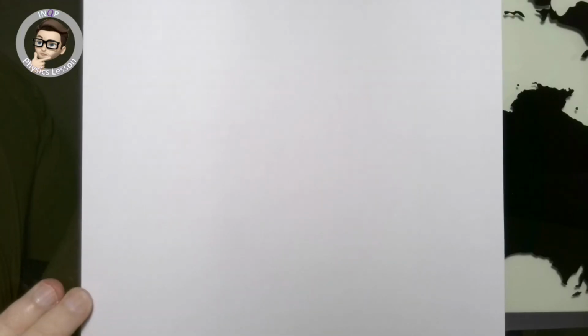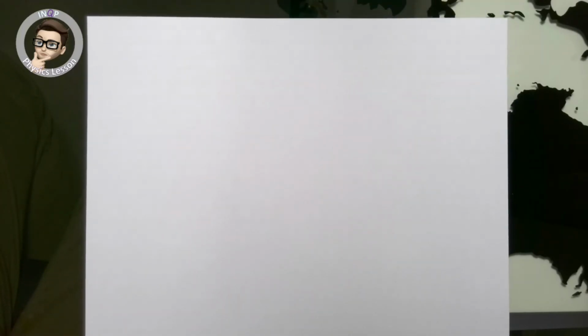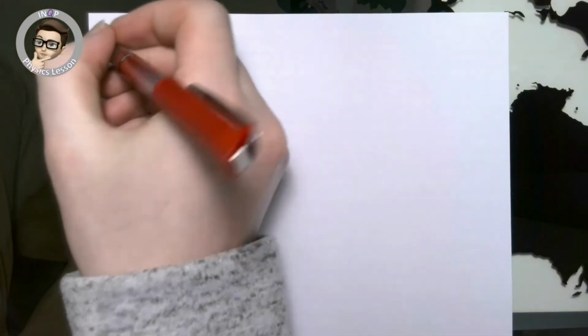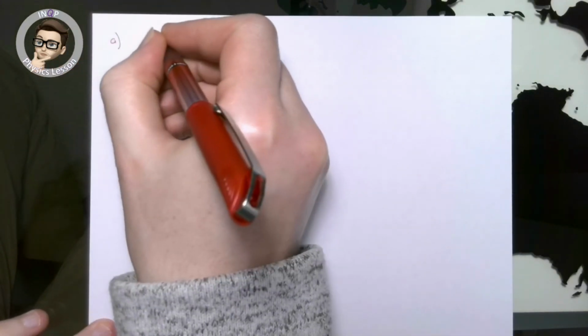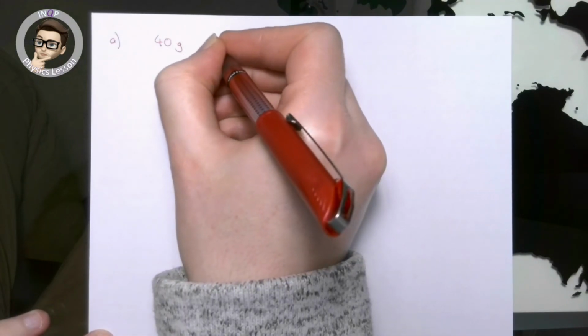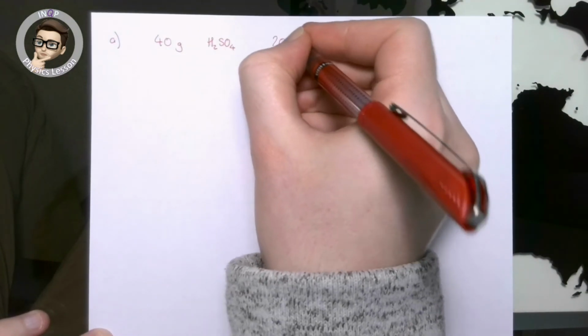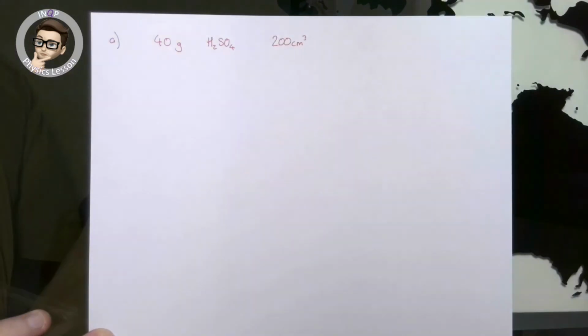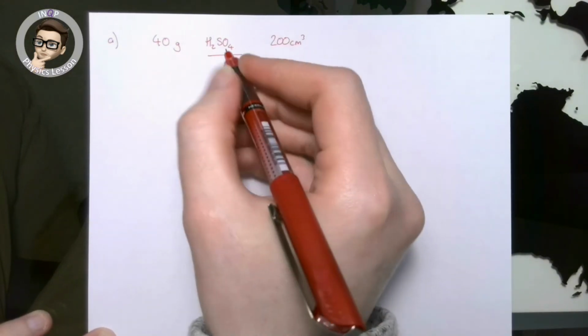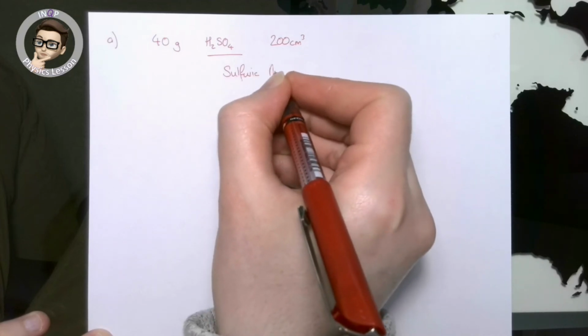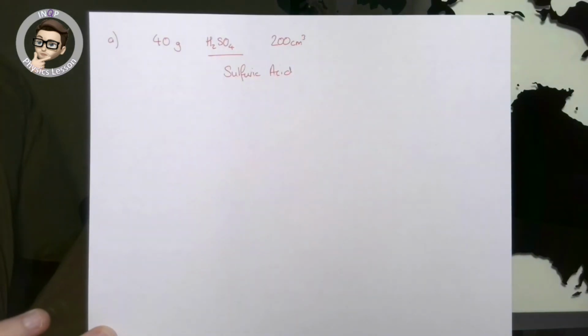Okay, so back to some of the answers that we want to go through here. The first question said we had 40 grams of H2SO4 in 200 centimeters cubed of water. Now hopefully you realise that H2SO4 is sulfuric acid. So it's a good start. Hopefully you got that one correct.